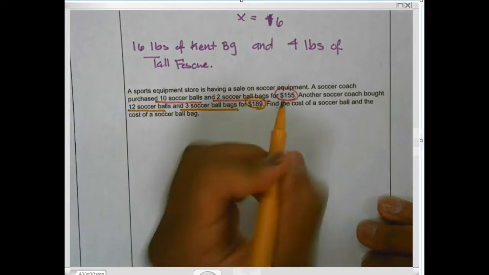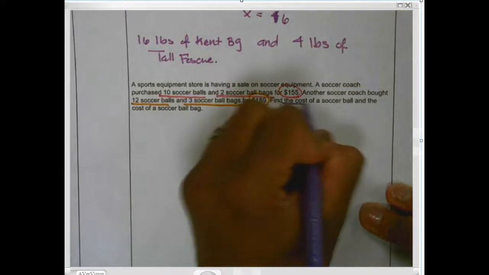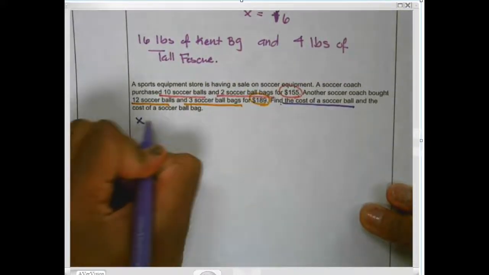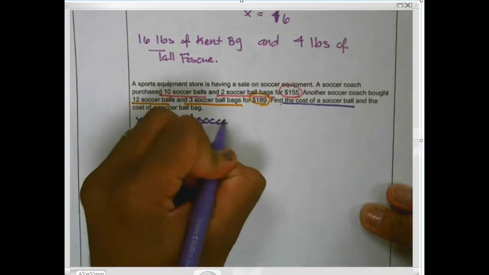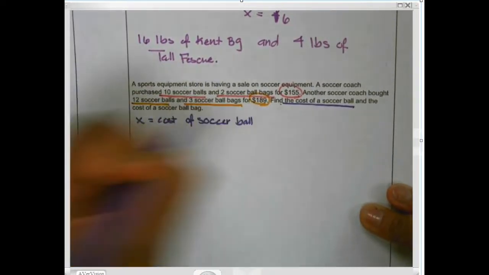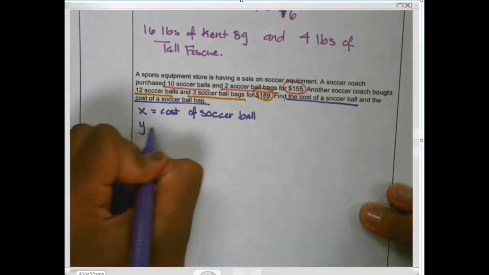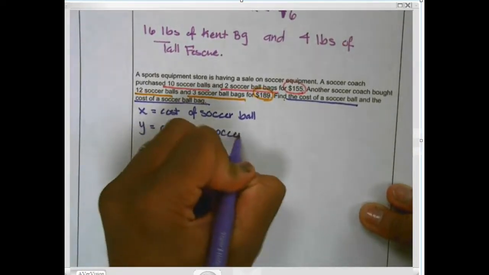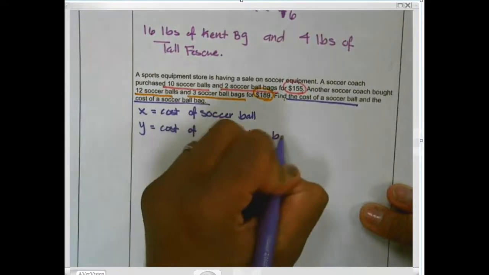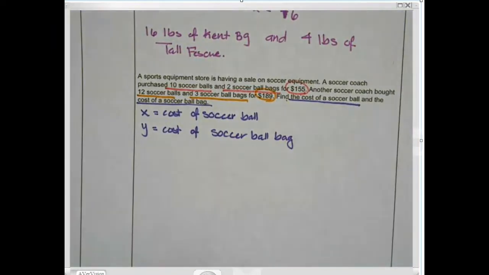So here's my question. The cost of a soccer ball, I don't know what that is, so I'm going to make that X, since they didn't define it for me. And they want me to also find the cost of a soccer ball bag. Cool. All right. Let's look at this one. It's a little bit different. We got this, though.